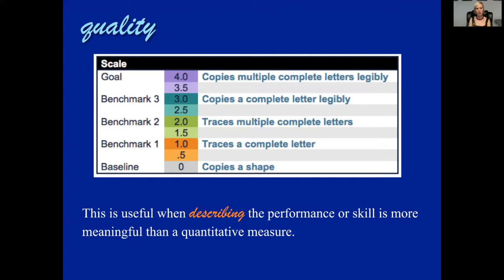student's performance. So this is for a young child or a child with physical disabilities or multiple disabilities who is learning to write letters. And so right now the student is able to copy a shape, but not copy or trace a letter. And so the next step would be to trace a letter, then to trace multiple complete letters, then to copy a letter legibly, and then copy multiple complete letters legibly. So we've mapped out exactly how the student's trajectory of growth should look over the course of a year. And we can use this quality measure for many, many types of skills and behaviors. So often we see a percentage attached to a skill or behavior when really quality is the only way to measure, or the best way, or the easiest way that we can measure.